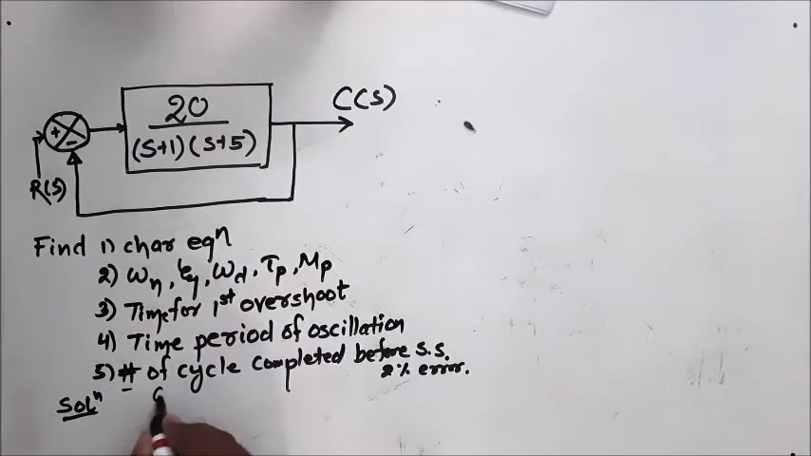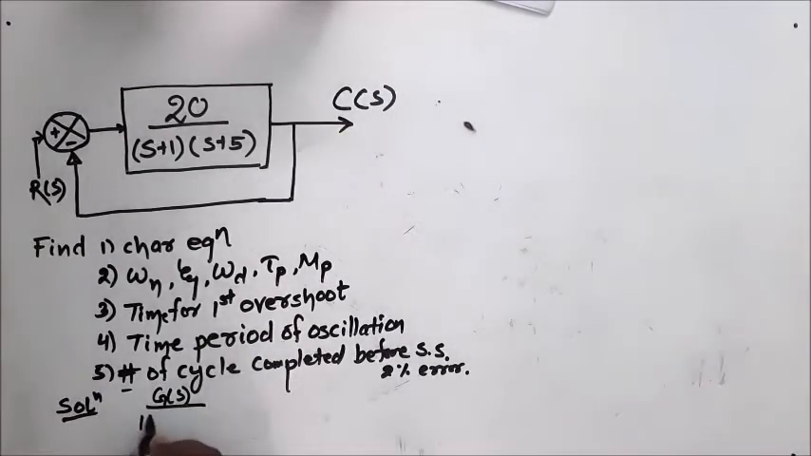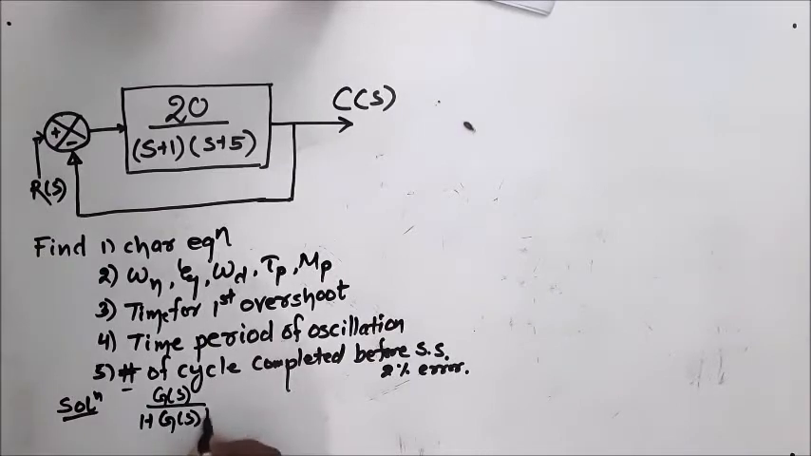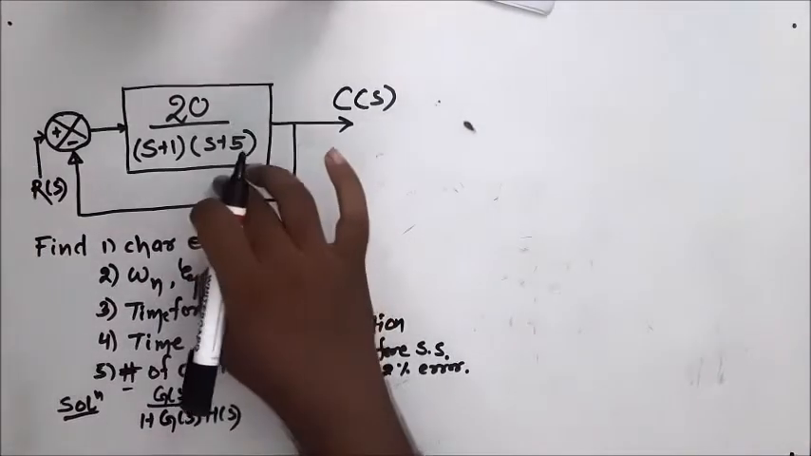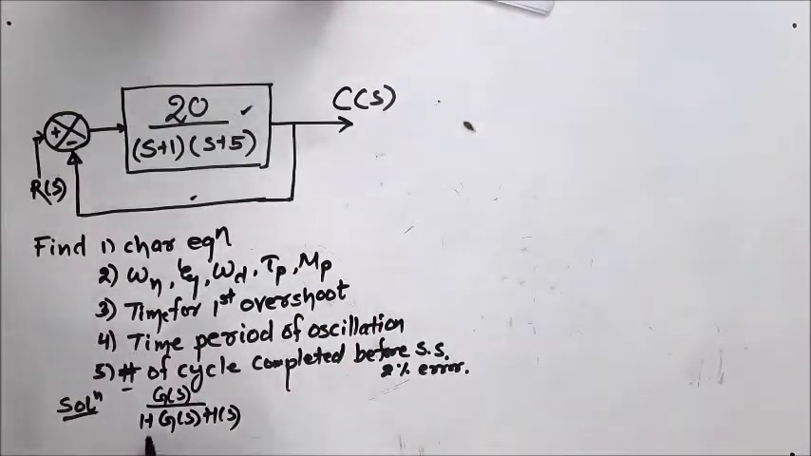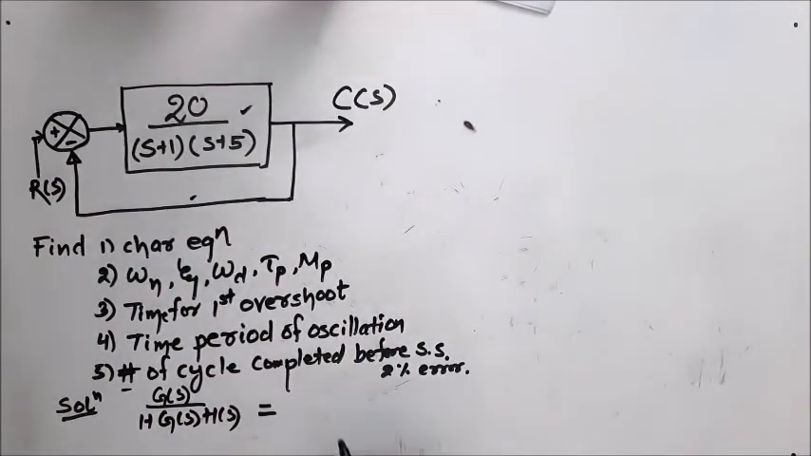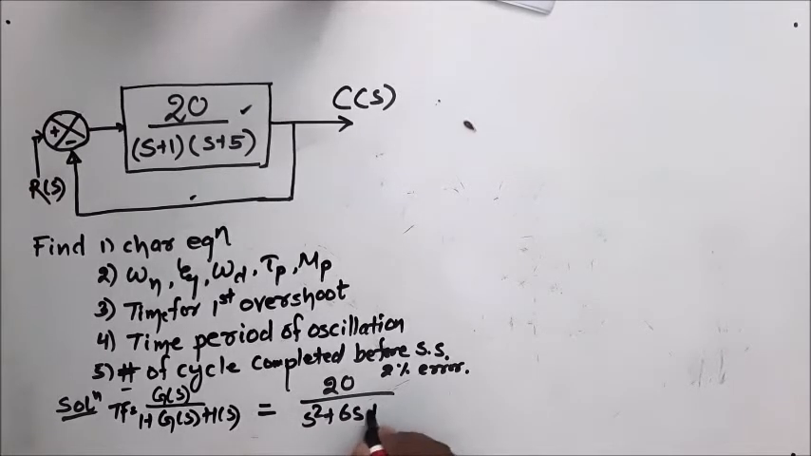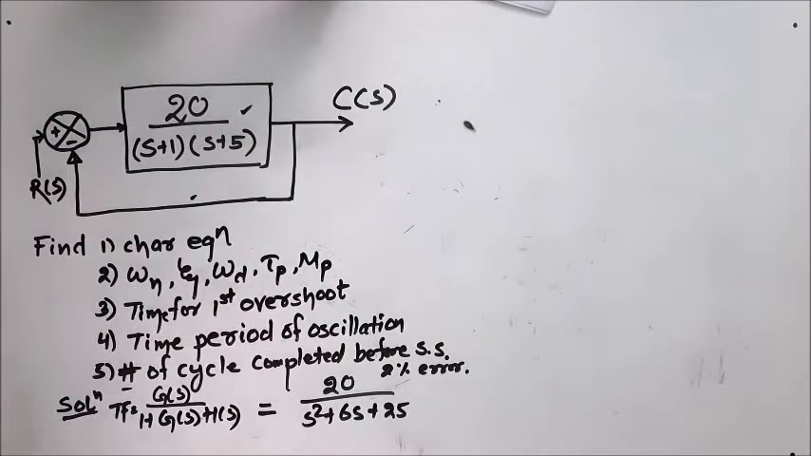So what will be the transfer function? The transfer function is nothing but G of s divided by 1 plus G of s into H of s. When you solve this, here G of s is this value and H of s is 1 with negative feedback, so I have given a positive sign here. You will find that the transfer function is 20 divided by s square plus 6s plus 25. This is the transfer function that you got.